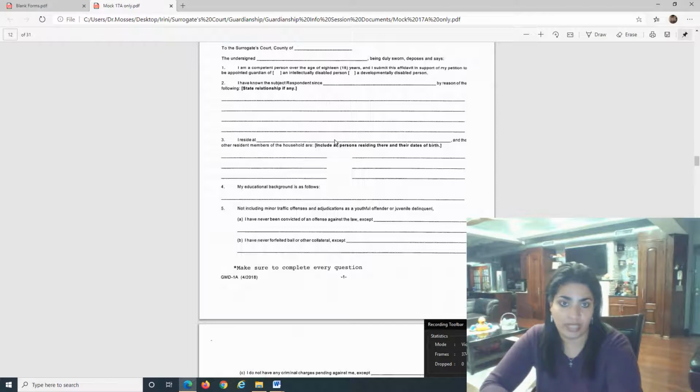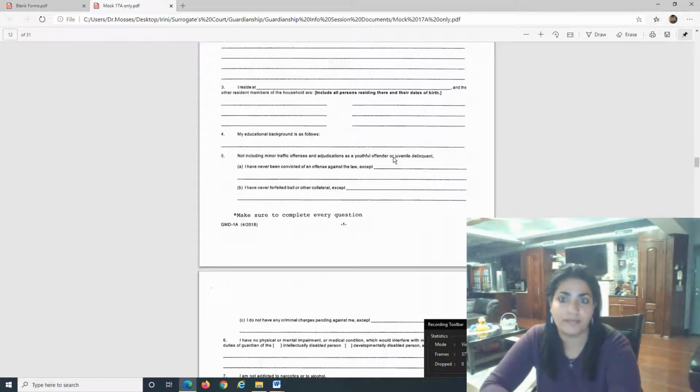List where you reside. This is your address. And now you're listing all the members of the household, not just those 18 years old. So all the residents of the household go here. We need their dates of birth and we need their full names. Your educational background as the guardian, the petitioner, goes here.